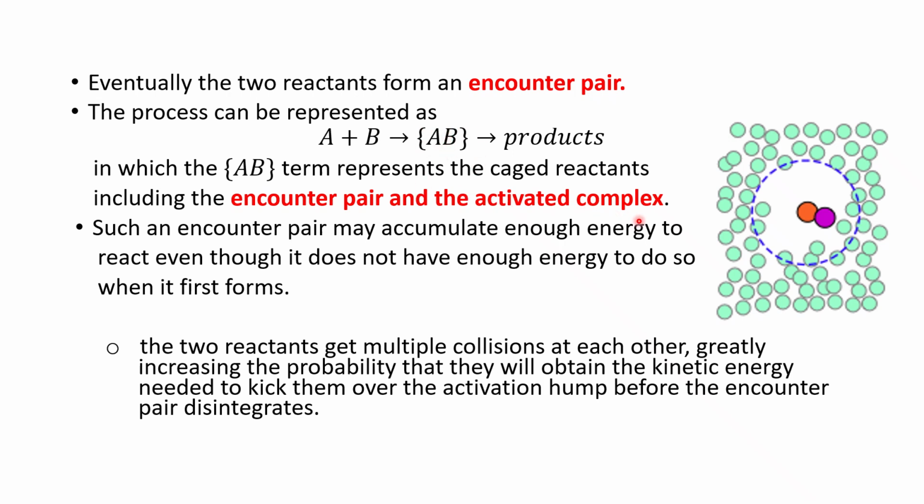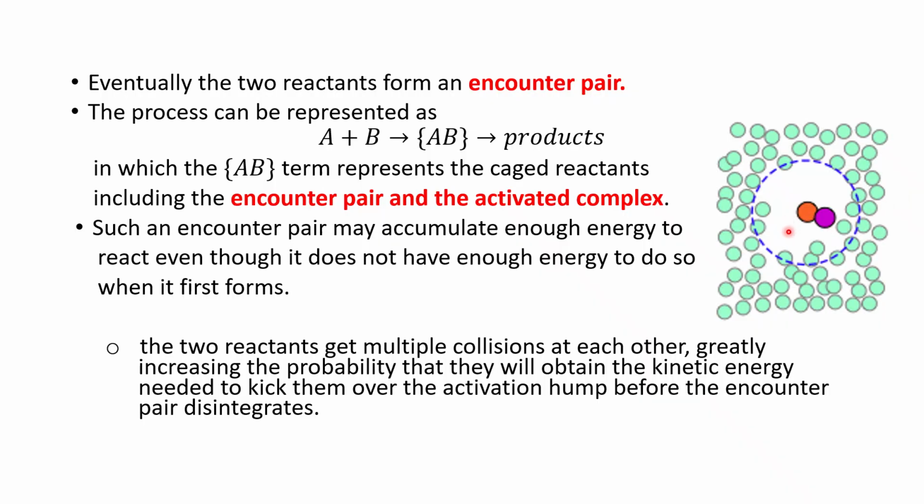The encounter pair is also known as the activated complex. Such an encounter pair may accumulate enough energy while confined in this solvent cage to react, even though it does not have enough energy to do so when it is first formed. Meaning that when these two reactants A and B first come together, they don't have sufficient energy to react and form the product.